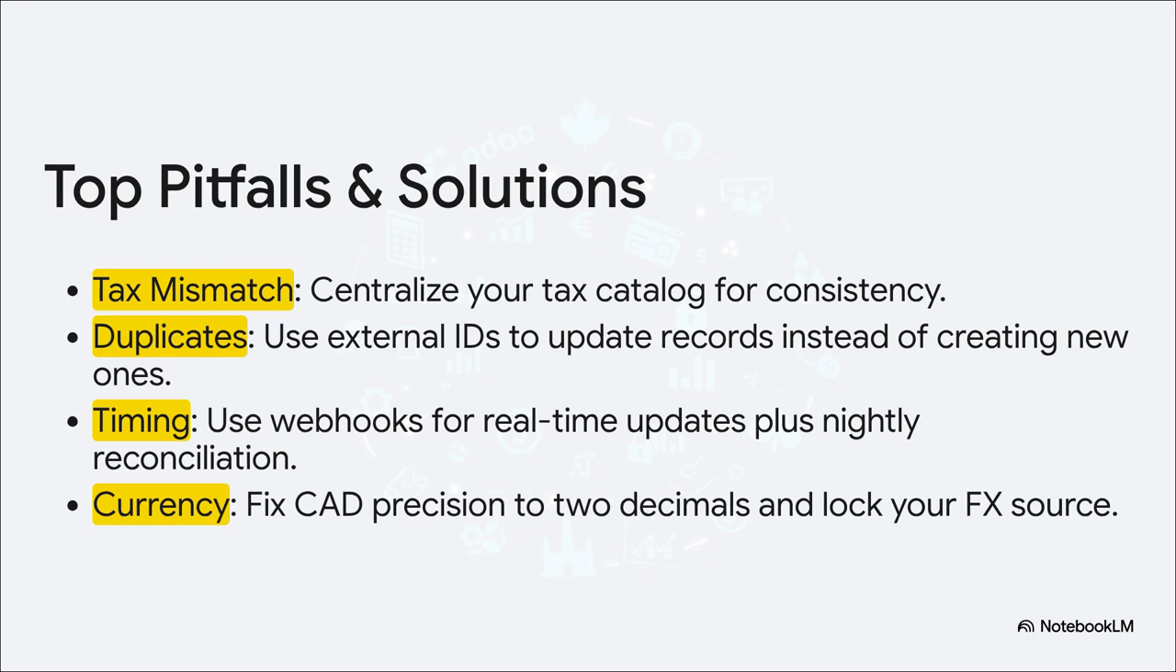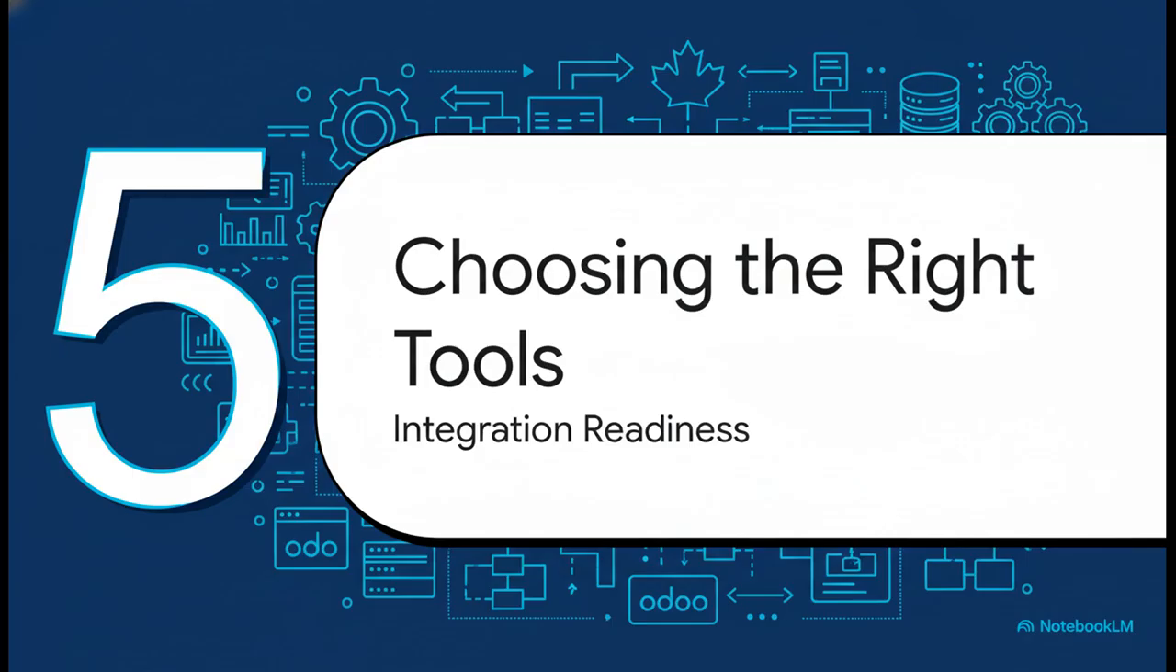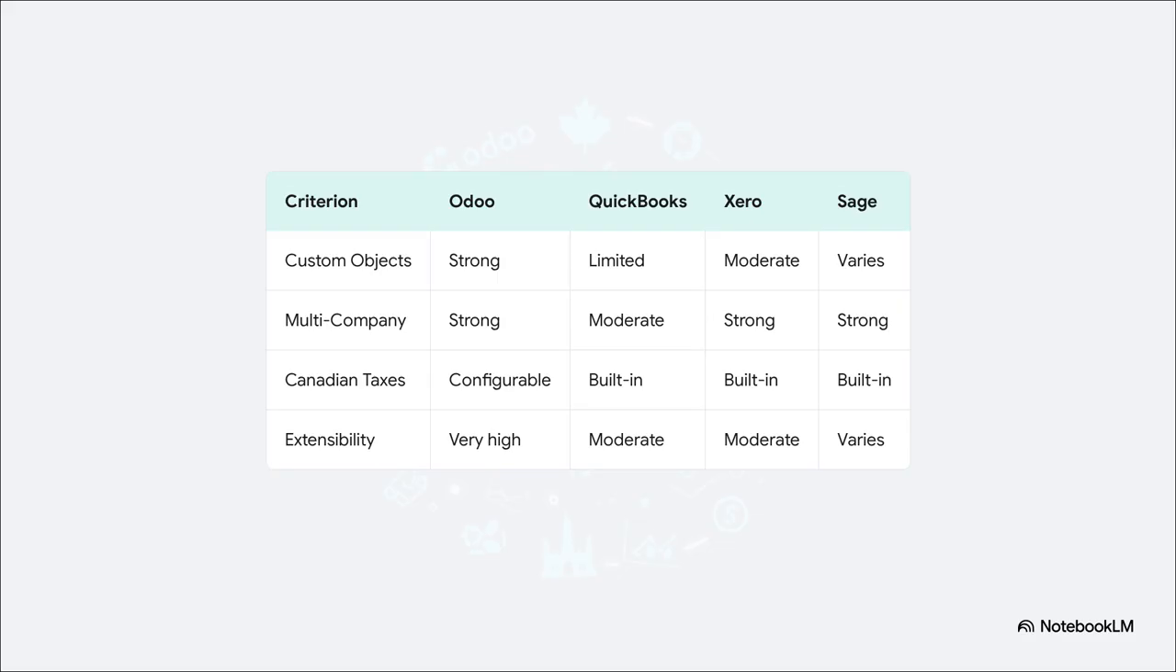Simple, effective fixes. All right, so with a strong plan in hand and a clear idea of what to avoid, let's ask the final question. How do the actual software platforms themselves stack up when you're getting ready to integrate? This table is really interesting when you dig into it. It shows that, yeah, all these systems can be integrated, but they have different DNA. QuickBooks, Xero, and Sage are fantastic, focused accounting tools with Canadian taxes built right in. Odoo's strength, though, is its incredible flexibility. It's built to be that central ERP hub that everything else can connect to.